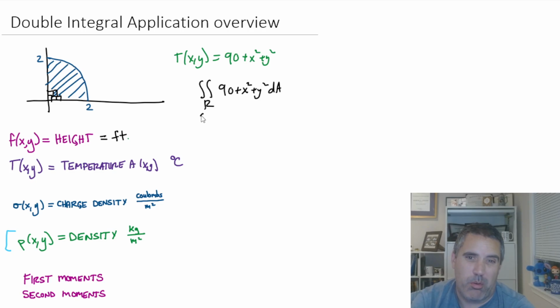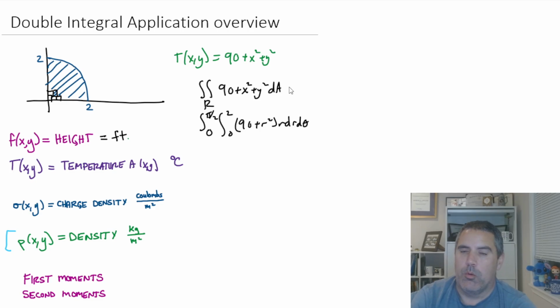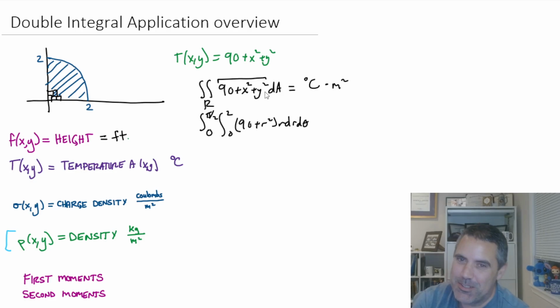You would say, well, I probably want to do that in polar. So it doesn't change how you set it up. If I did it in polar, I would say 0 to pi over 2, 0 to 2, and 90 plus r squared, r dr d theta. But what that's going to give you is degrees Celsius, which is what this is, times the area of the base, times square meters, which doesn't really make any sense as a unit.